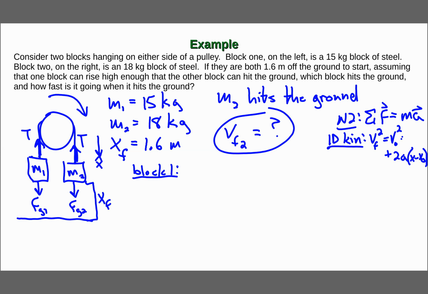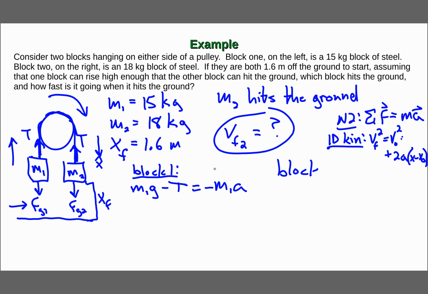So, block 1, we have m1g, the weight of block 1 pointing down, right here, minus tension pulling back up. That's equal to minus m1a. Now, they're connected by a string. They're going to have the same acceleration, but block 1 is going to go up, right? And block 2 is going to go down. Up is negative in my coordinate system, so I end up with this.